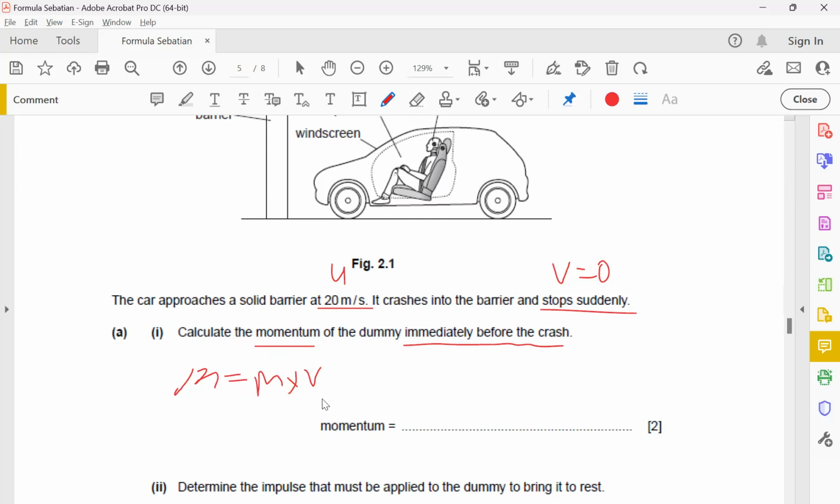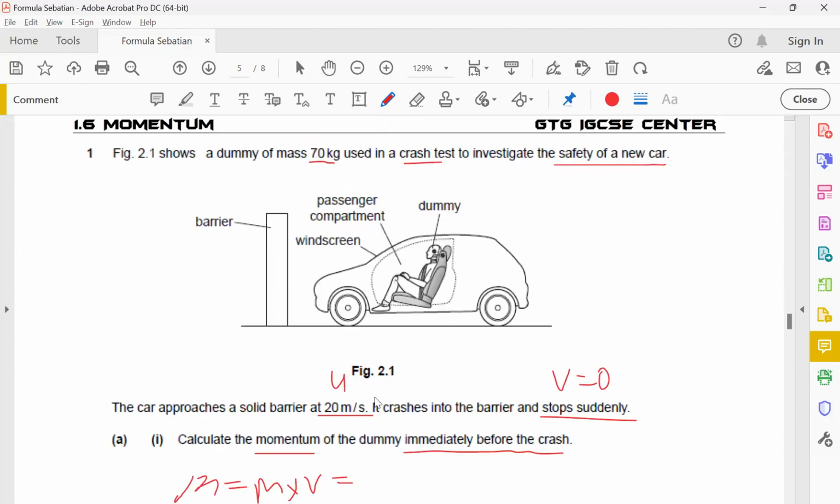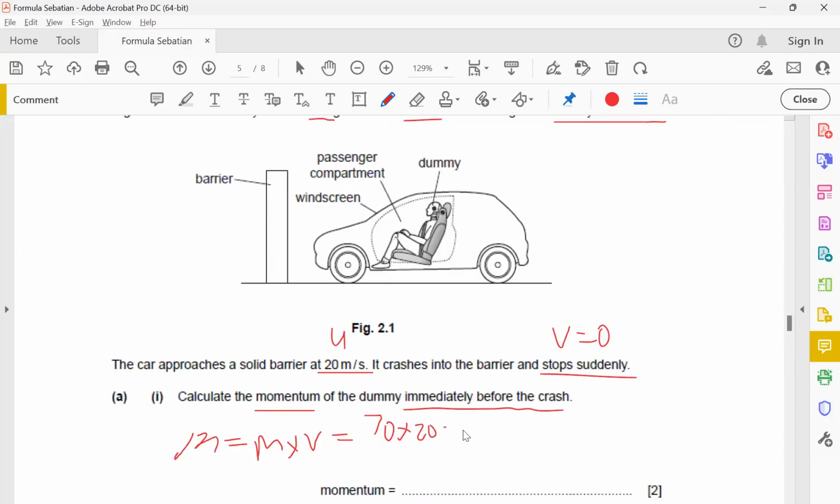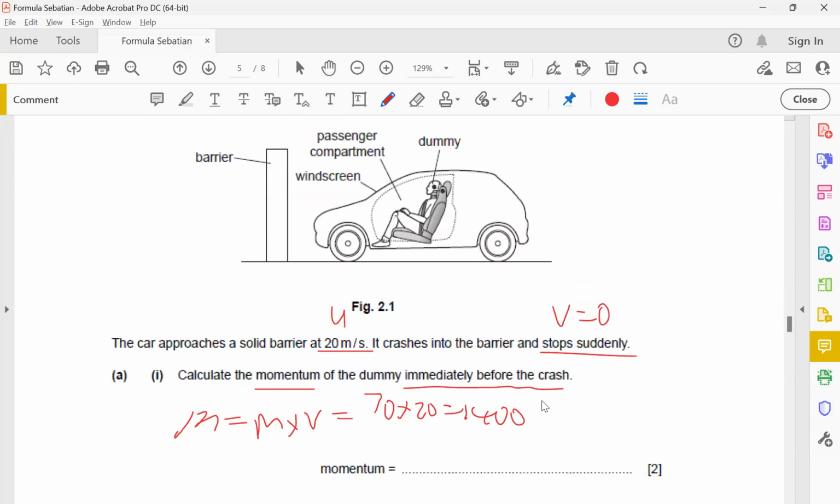Why does the elephant have higher momentum than you? Because it has higher mass. Yeah, higher mass and higher velocity. And obviously from here it's literally 70 multiplied by 20, which is going to be 1,400. What's the units for momentum? kg m/s. Excellent.